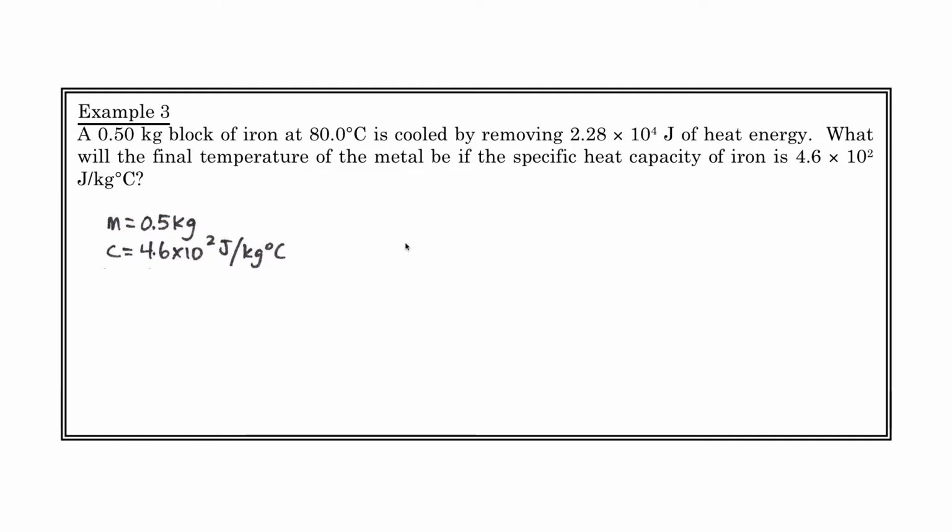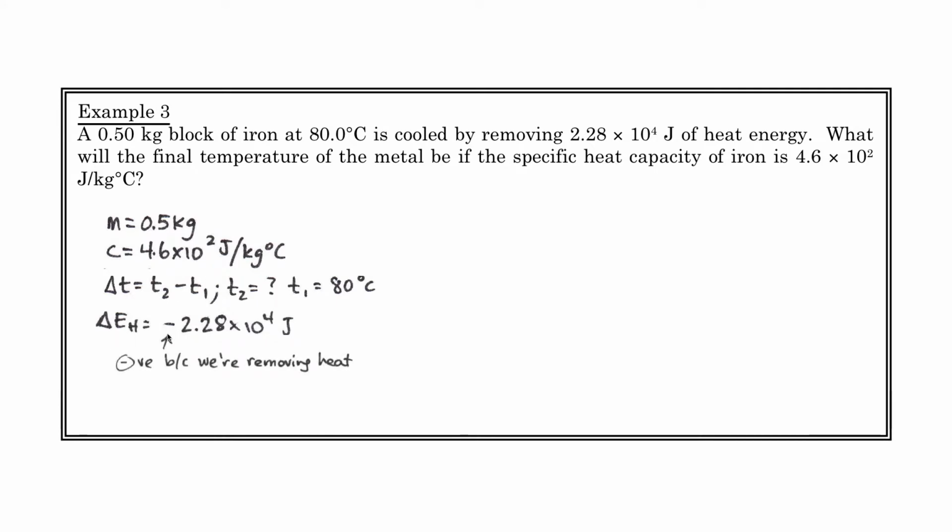And so we can take this in the same way as we did before. Here's M, here's C. And delta T, we don't know what T2 is. We do know what EH is, and this is important that we specify this. We've got to put a negative sign here because we're removing heat energy. We're taking energy away from the system. So this is negative energy, and so we need to put this little negative sign here. So that's one of those things. This is a key word, cooled. When something's being cooled down or we're removing heat, we need to throw a negative sign here.